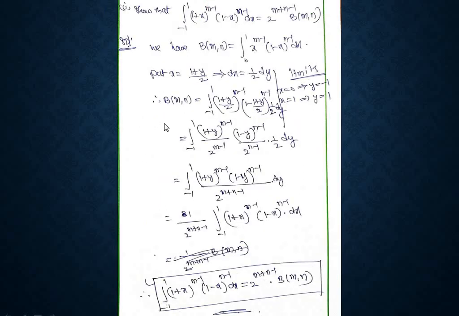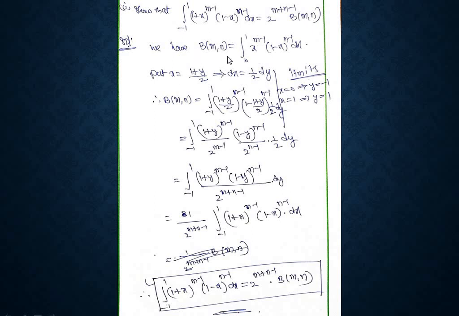So next problem: show that integral minus 1 to 1, (1 plus x) whole power m minus 1, (1 minus x) whole power n minus 1 dx is equal to 2 power m plus n minus 1 into beta of m comma n. This is one more important property. So they are asking for 5 marks. Of these three problems, we can expect one problem in the university exam. Integral minus 1 to 1, (1 plus x) whole power m minus 1, (1 minus x) whole power n minus 1 dx is equal to 2 power m plus n minus 1 beta of m comma n.